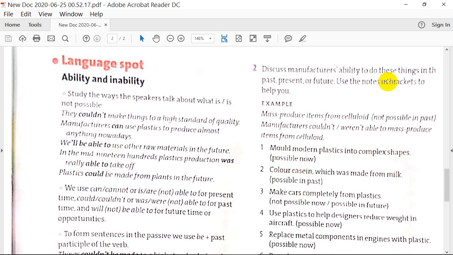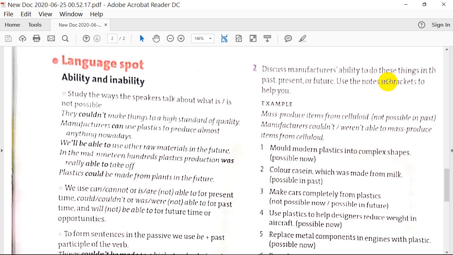So you can use a notebook to write sentences. Number 1, mold modern plastic into complex shapes. Possible now, so you can write it in a possible way. Color casein which was made from milk, possible in the past. How to use can or could. Make cars completely from plastic, not possible now, possible in the future. It's not possible now, but in the future it will be possible. You can say they will be able to.